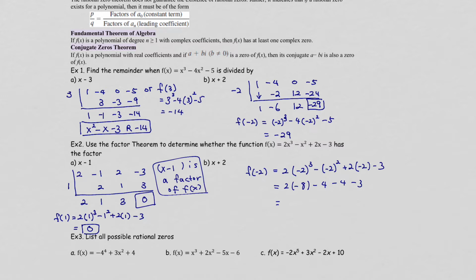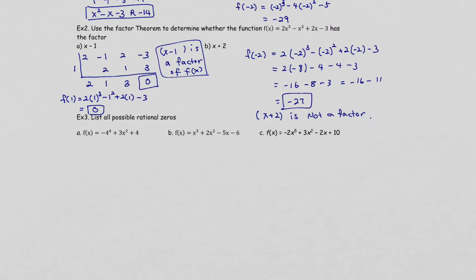So let's make sure. That's going to be -16, -8, -3. That gives you -16 minus 11. So it looks like this is going to be -27. In my notes, I used synthetic division. So you can tell you get the same remainder using synthetic division or replacing x with the value. And because your remainder is not 0, x plus 2 is not a factor. That is what we can find out using the factor theorem.